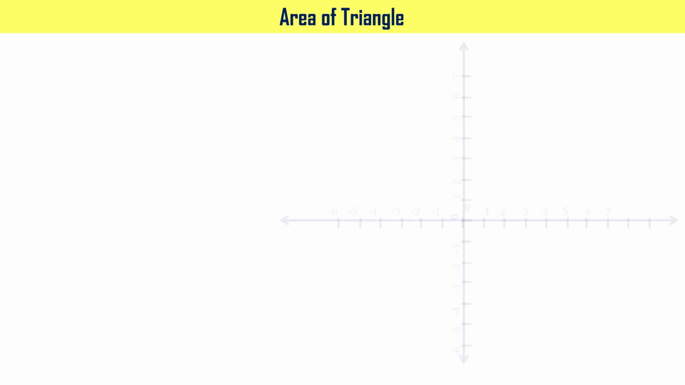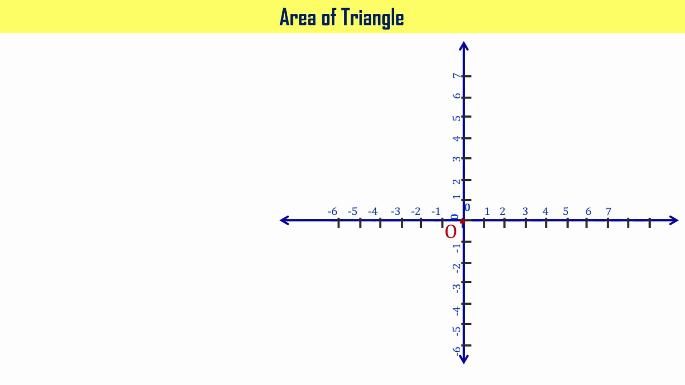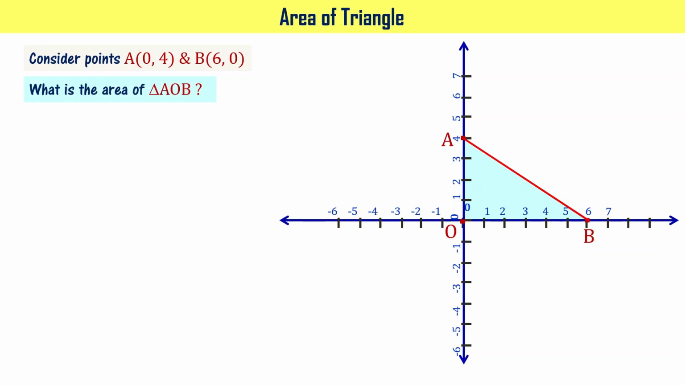Let us learn about area of triangle now. Consider 2 points A equal to (0, 4) as shown here and B (6, 0) as shown here. If I connect A and B, it is forming a triangle AOB, right? What is the area of triangle AOB?